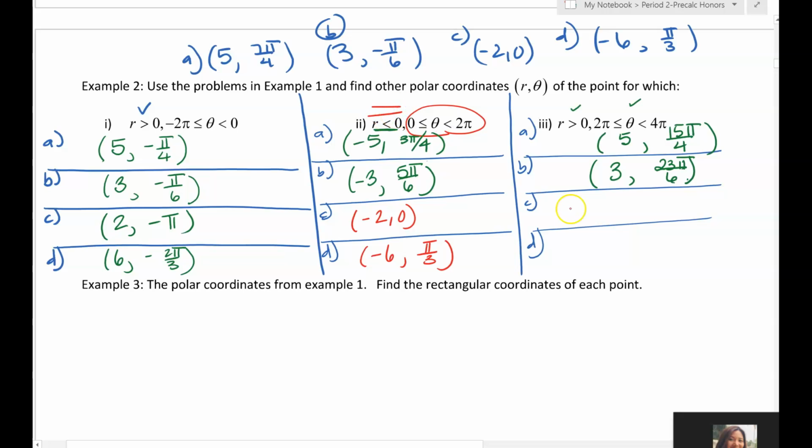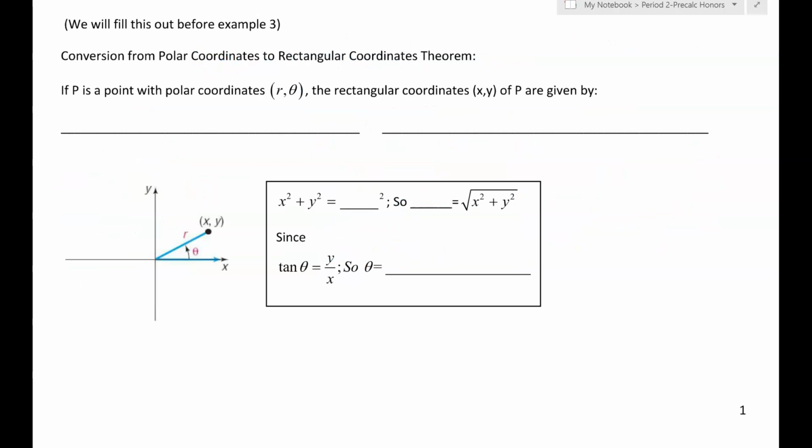Now for 3i's, part C, hopefully you got 2 comma 3i. And D, you should have gotten 6 comma 10 pi over 3. Okay, before we start example 3, let's fill out this piece of information right here.